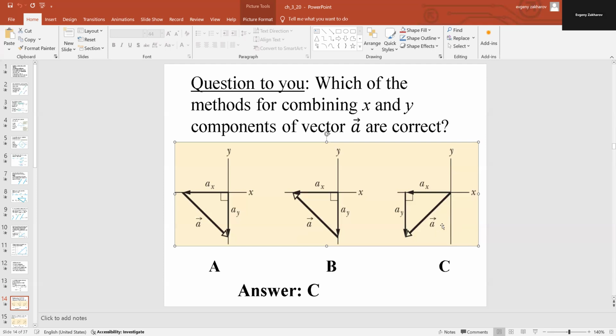And finally, option C is good. It's not a parallelogram method anymore. We see a nice triangle here. And we got a sub x plus a sub y, tip to tail, tail to tip. And finally, we get the proper diagonal for a parallelogram, or the beginning of the first towards the end of the second vector. This is how you show the vector sum.